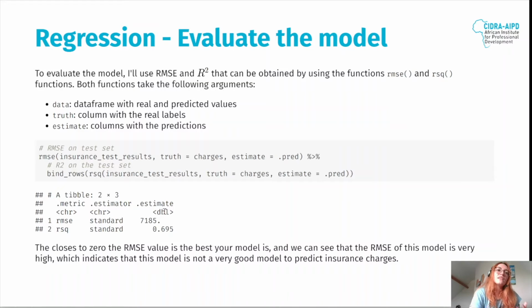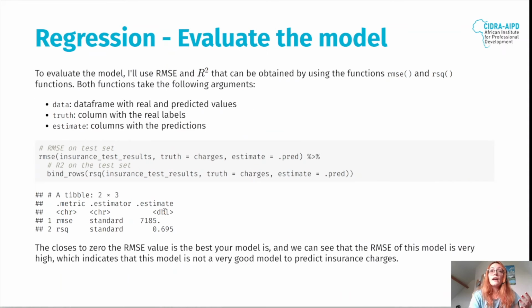We can see that 7,000. This is going to depend on the work you're doing, on the actual project, but as this is the price of health insurance, to say that you're erring by 7,000, that's quite a lot of money. But if it was maybe something else, it wouldn't be that bad. So you always need to be aware of the context you're in as well. And that's how you evaluate a regression model.